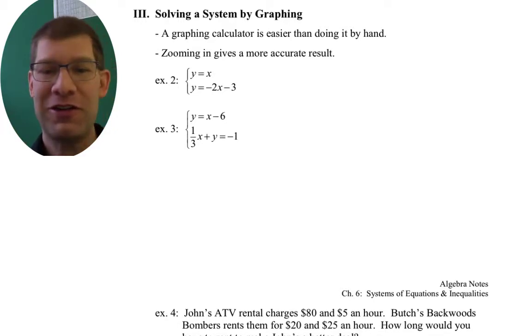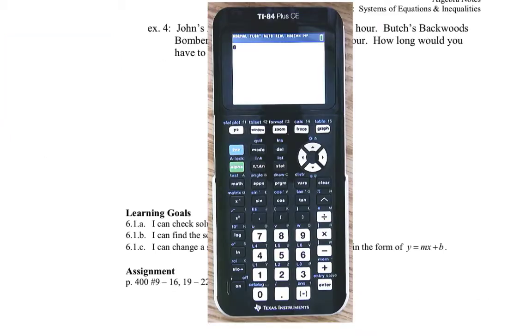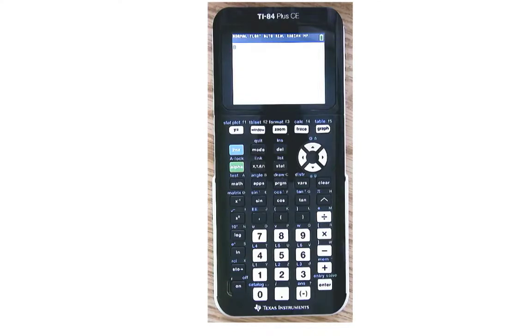A graphing calculator is easier than doing it by hand. If you're going to solve by graphing, a calculator is way nicer than trying to draw two accurate lines and then figure out where they meet. And zooming in gives a more accurate result. I'm going to show how to do this on a Texas Instruments graphing calculator because that's what people pretty much always use, it seems, in high schools and whatnot.